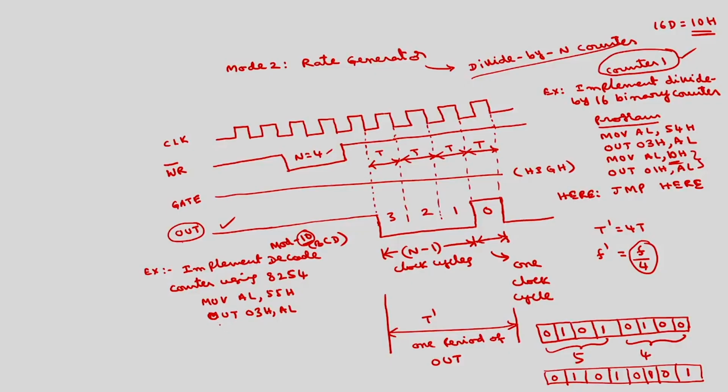Then what is to be loaded? 10. Move AL comma 10H, out onto counter 1 whose address is 01H, comma AL. So if I connect this out signal to the CRO, this will divide by 10, which is a decade counter. You have to wait, so that this operation continuously repeats, jump here itself.